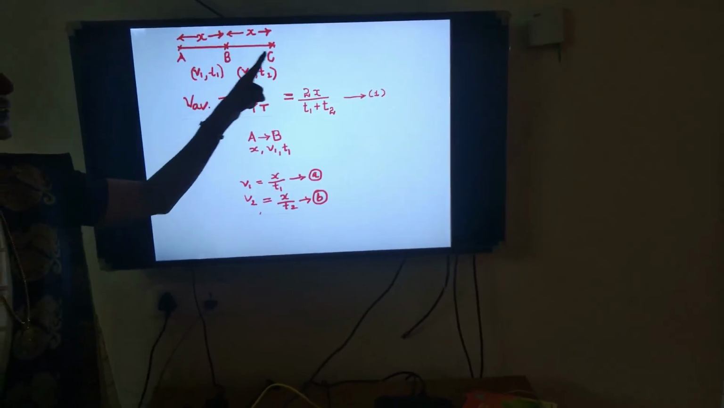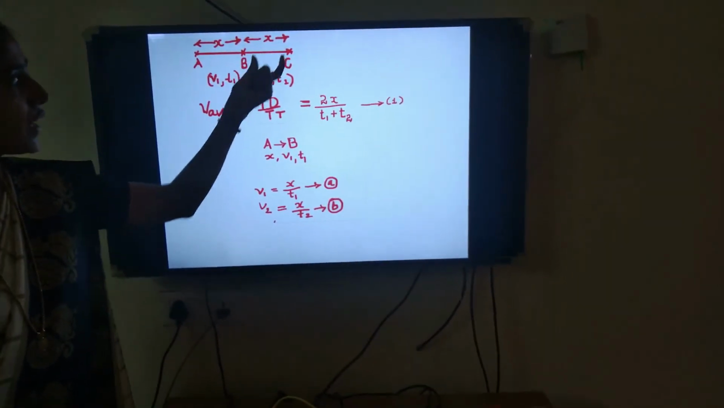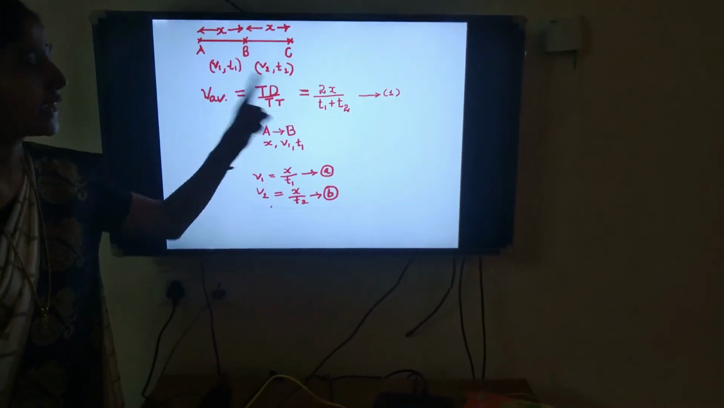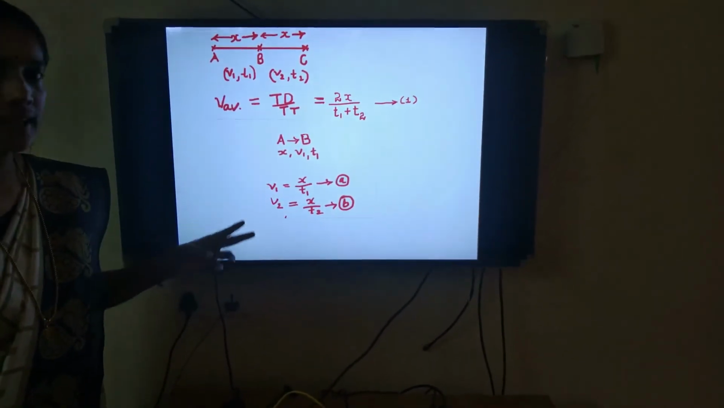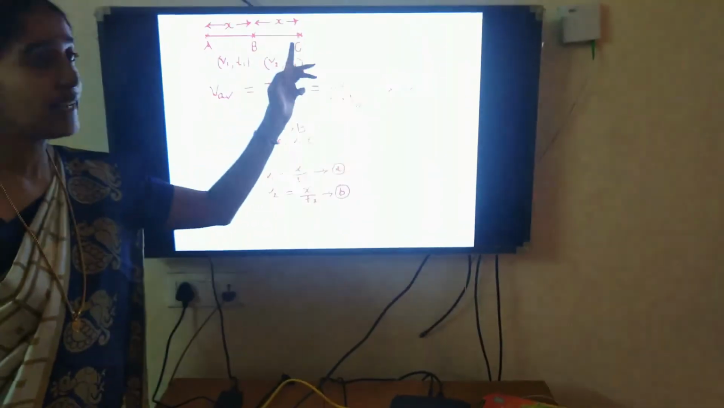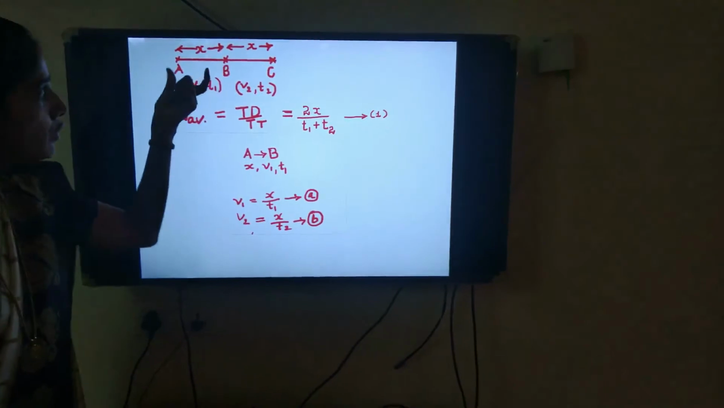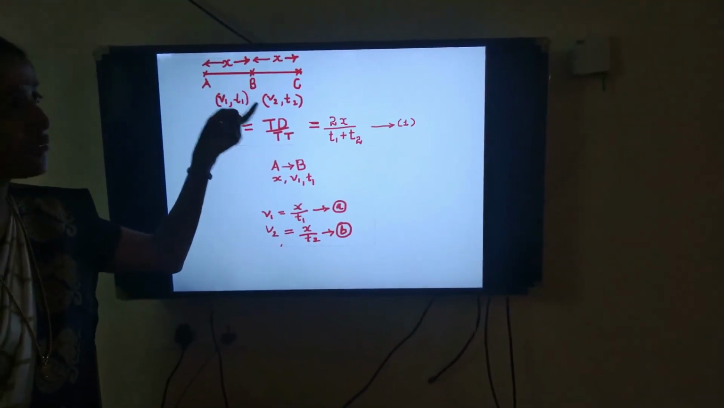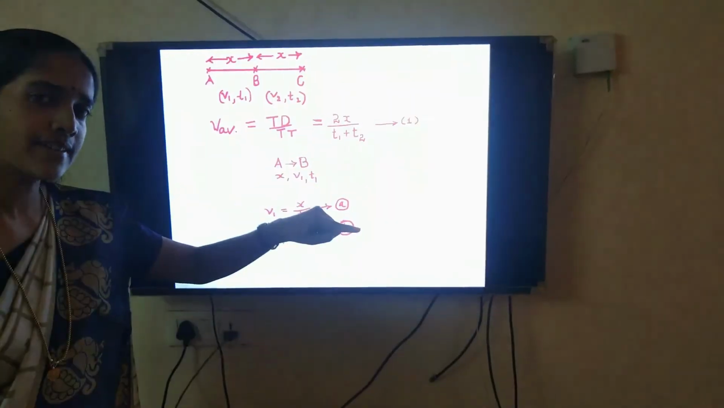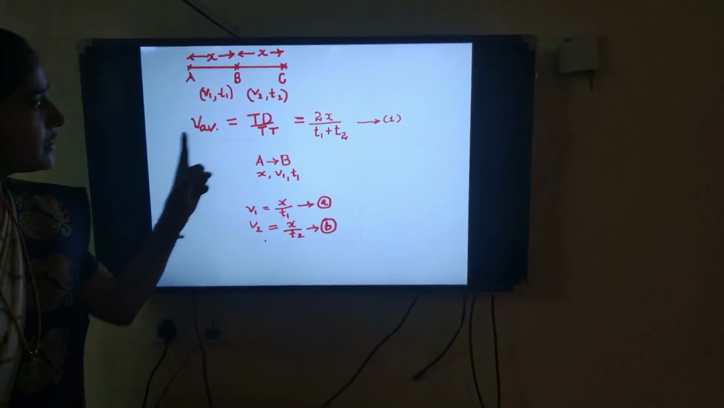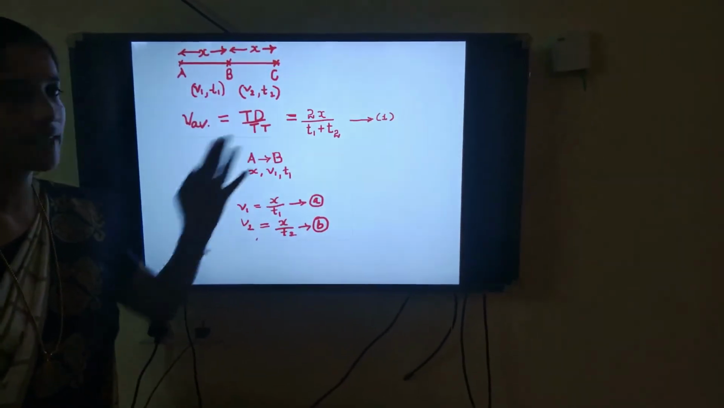Same way, let us consider BC. What is the equation for average speed while traveling from B to C? V2 is equal to X by T2. I think you understand this part. Now we are asked to find the average speed of the entire journey. We took the fragments: the average speed from A to B and then from B to C. And what is our target? Our purpose is to find the average speed of the entire journey. This is our basic equation, but we don't know X and T.